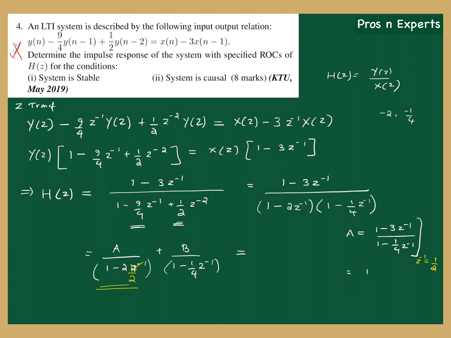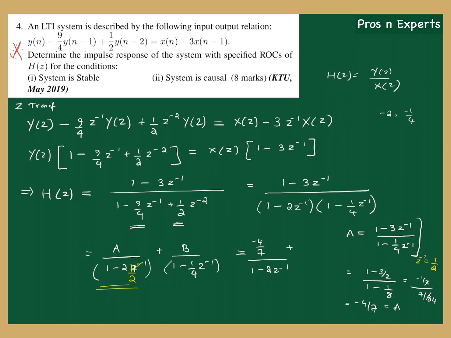That is equal to 1 minus 3 into 1 by 2 by 1 minus 1 by 4 into 1 by 2, which is 1 by 8. So this is 1 minus 3 by 2, which is minus 1 by 2, divided by 1 minus 1 by 8, which is 7 by 8. That will give you minus 4 by 7. So A is equal to minus 4 by 7. So you can write minus 4 by 7 divided by 1 minus 2z inverse.